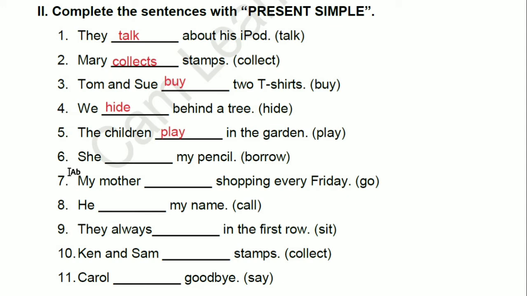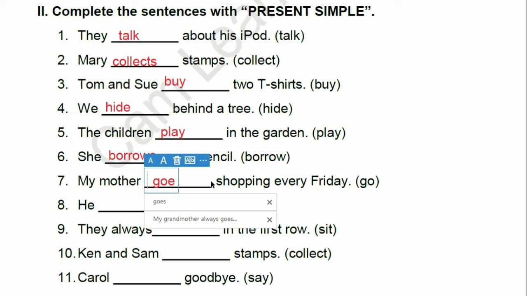Okay, number six, she my pencil, borrow, the verb borrow. So she is the third person singular, right? So if you use borrow, the verb with s. Okay, borrows my pencil. And number seven, my mother shopping every Friday. Okay, my mother, so third person singular, right? Only one. So if you use a pronoun, you have to use she, right? So third person singular. So my mother go, so go with E-S, right?